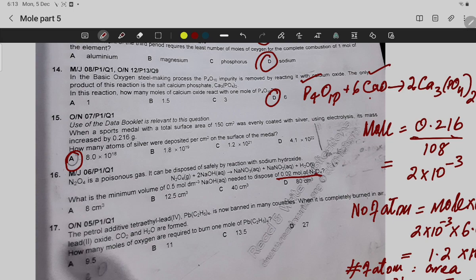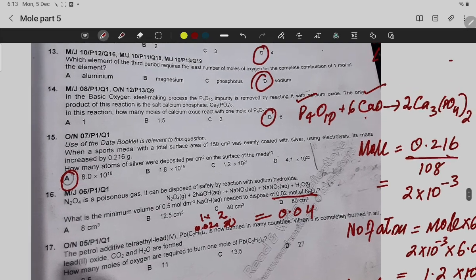Concentration, mole over concentration. So first check the mole, 0.02. N2O4 is poison, it can be disposed of by sodium hydroxide. So 1:2, and this is 0.02 ratio x. So cross multiply, this is equal to 0.04 mole, and the concentration is 0.5 mole per dm cube.